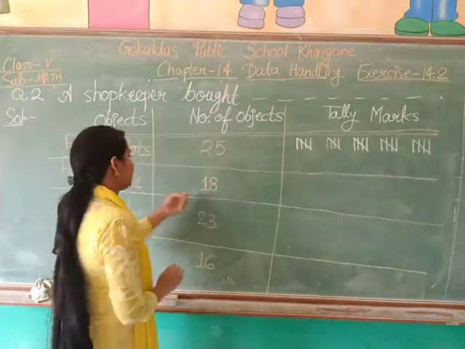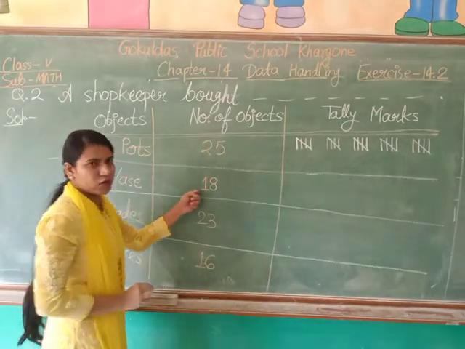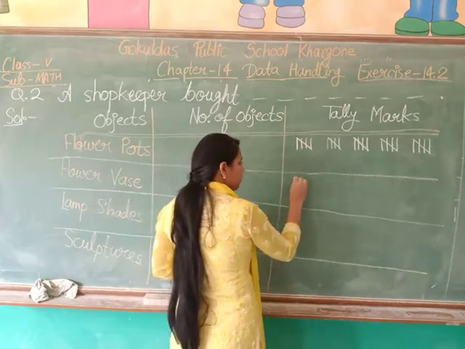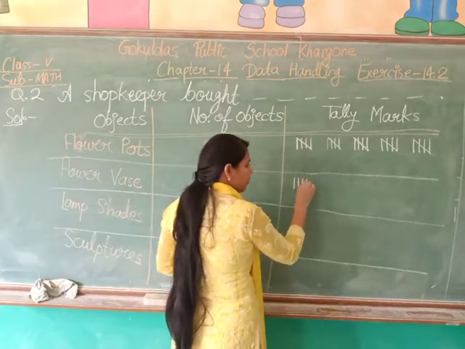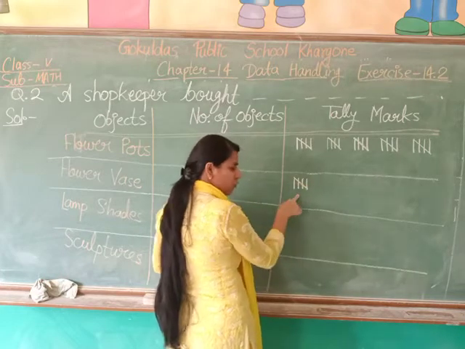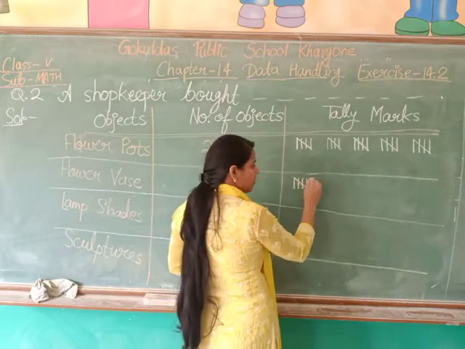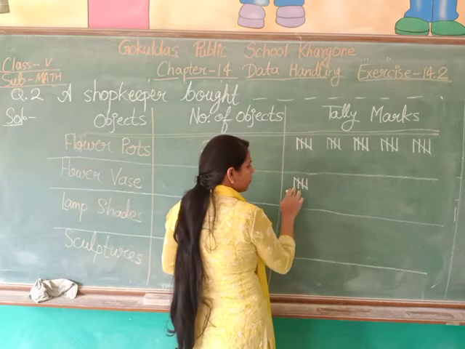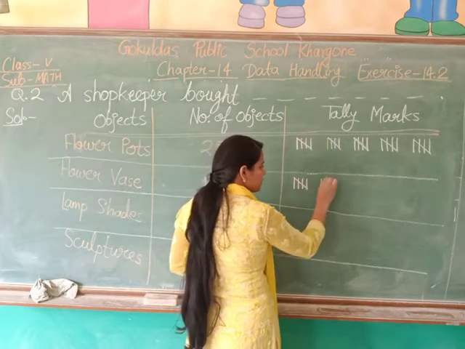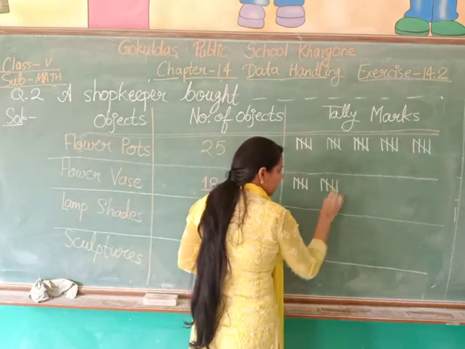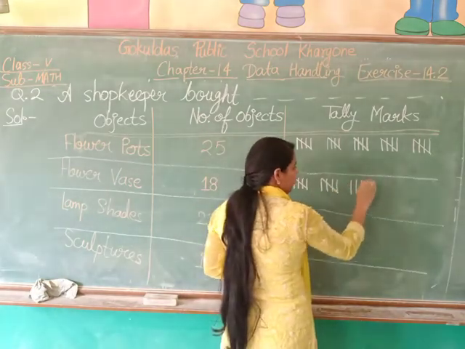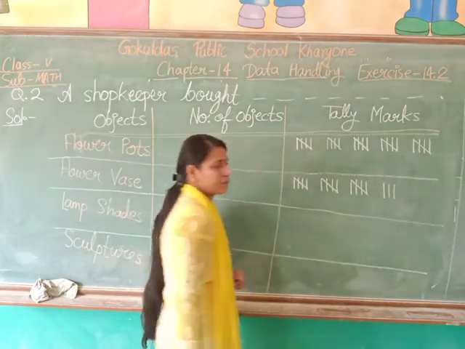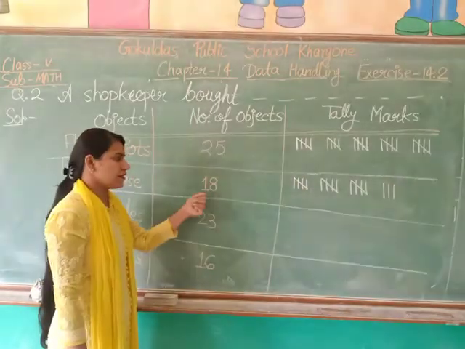Okay. Now the next number is 18. We want to represent 18 by tally marks. So look at the board. 1, 2, 3, 4, 5. One group has completed. Now we will not continue in the same group. We will start a new group. 1, 2, 3, up to 18. So stop here. This is how we represent 18.